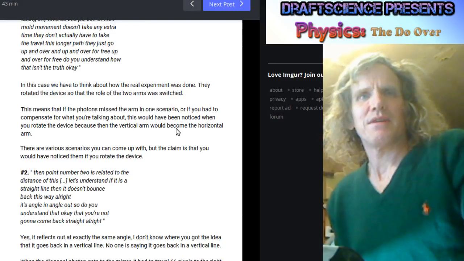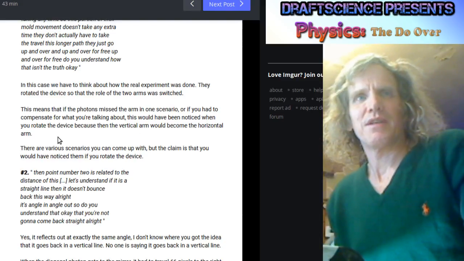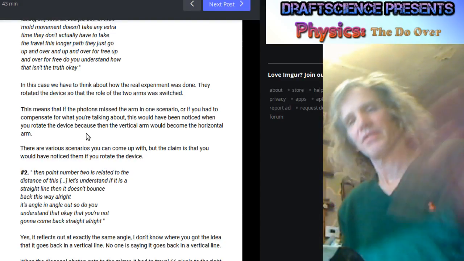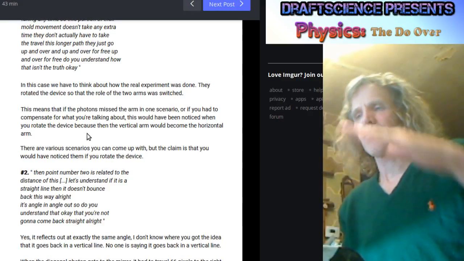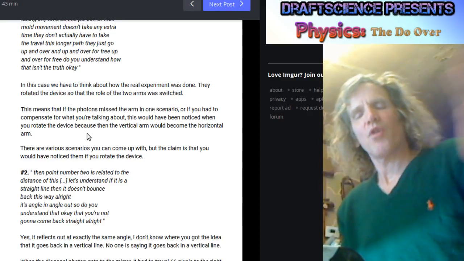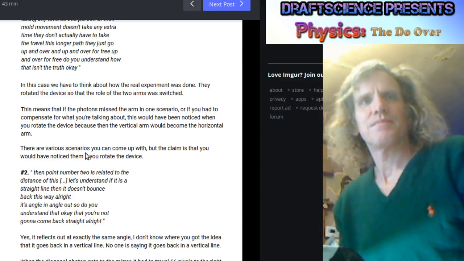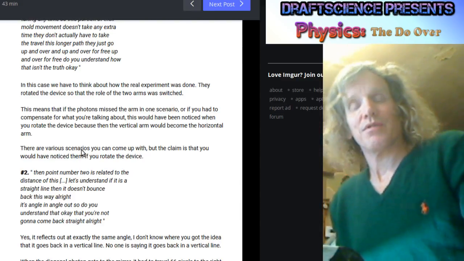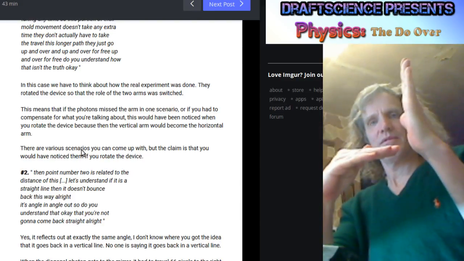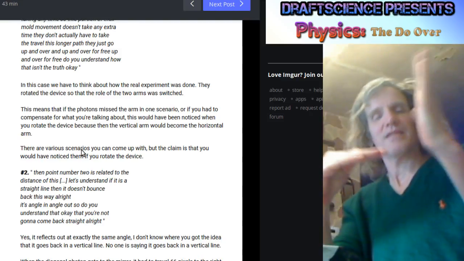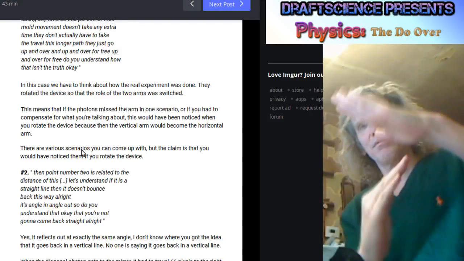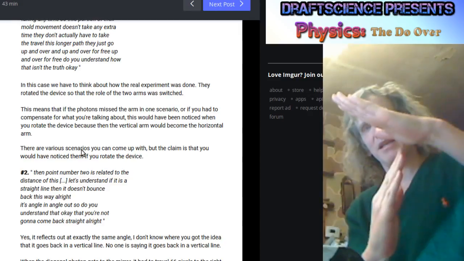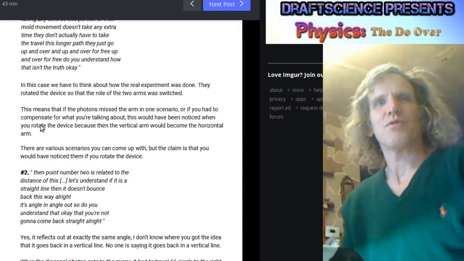Rotate the device because then the vertical arm would become the horizontal arm. And it doesn't really matter horizontal or vertical or half vertical or wherever you put it, it's always going to be equal. In the two extreme positions, it's equal. This way and this way ends up being equal. So this way and this way will be equal. It doesn't matter where you turn it, it's always going to be equal.